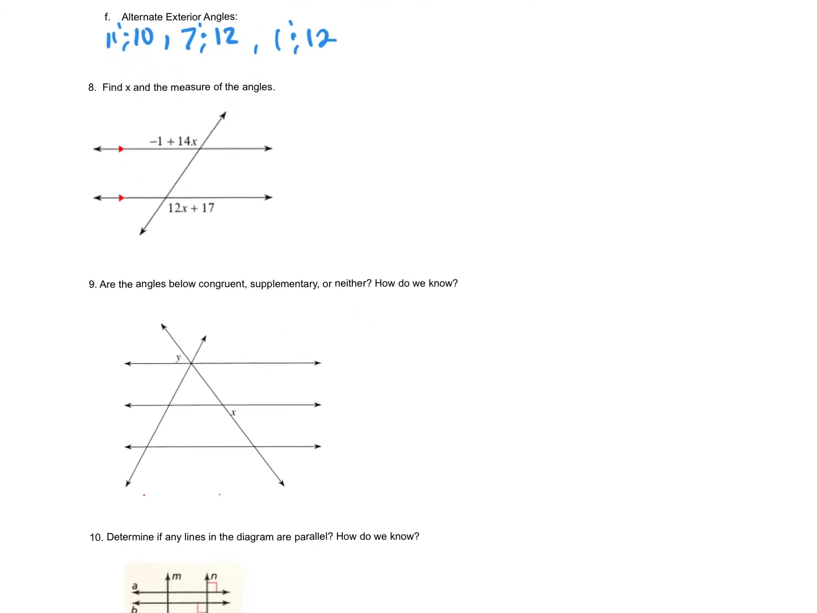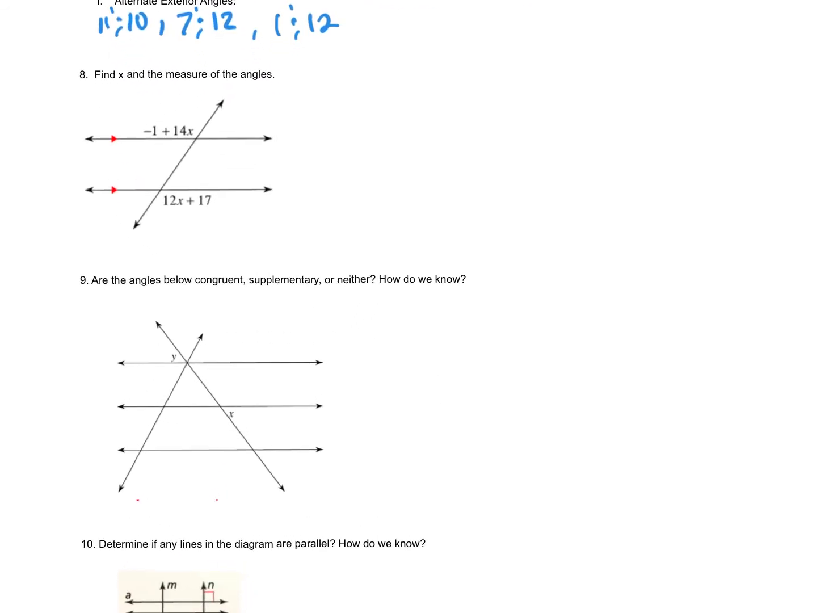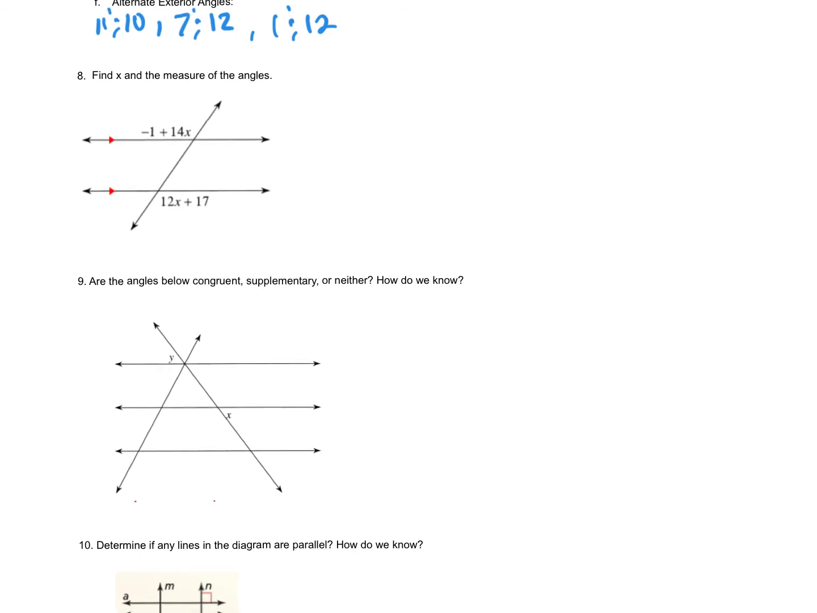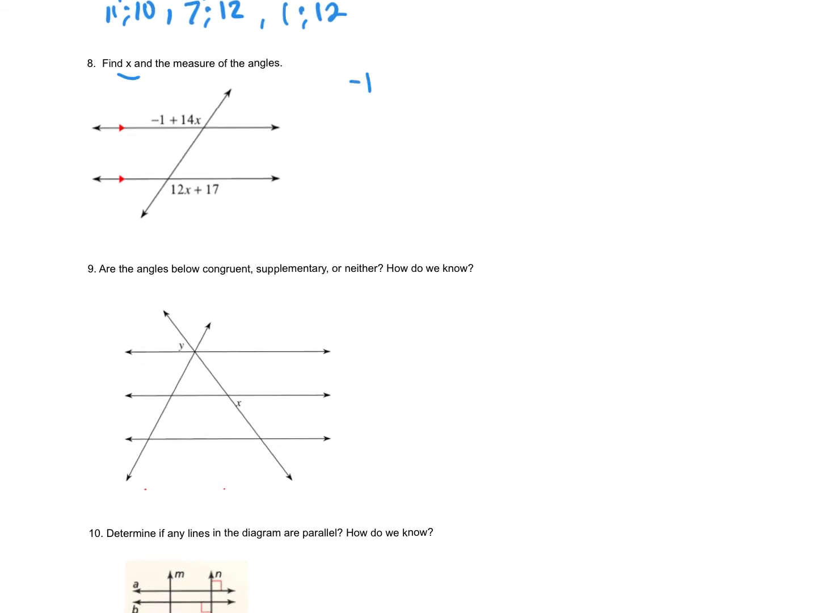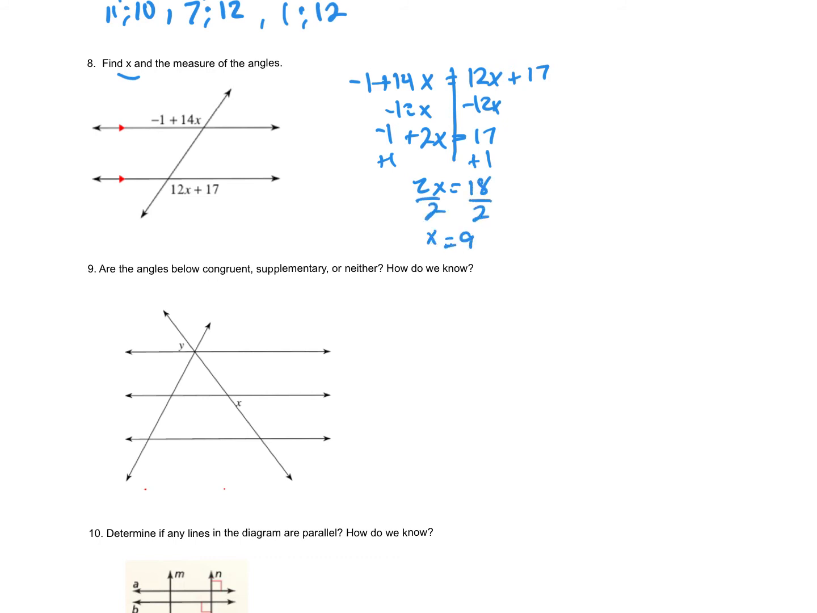Next one, number 8. Find the measure. So these are alternate exterior. They are equal. So to find x, you set them up equal. Subtract 12x from both sides. Add 1. 2x equals 18. Divide by 2. X then equals 9. So we have x equals 9.